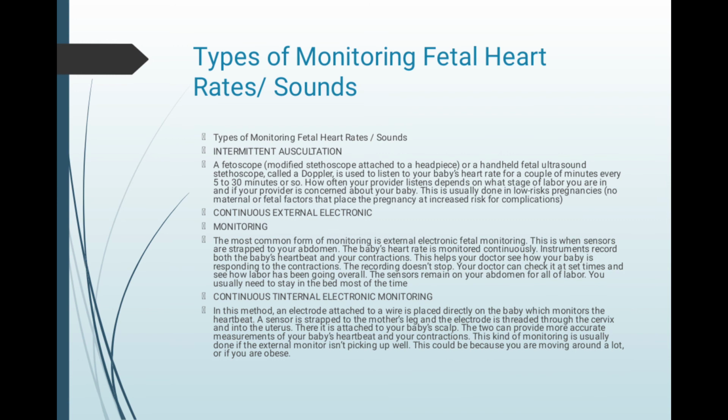Types of monitoring fetal heart rates or sounds. We have the intermittent auscultation. We are going to use a fetoscope, a modified stethoscope attached to a headpiece, or a handheld fetal ultrasound stethoscope called a Doppler. It is used to listen to your baby's heart rate for a couple of minutes every 5 to 30 minutes or so. How often your provider listens depends on what stage of labor you are in and if your provider is concerned about your baby.